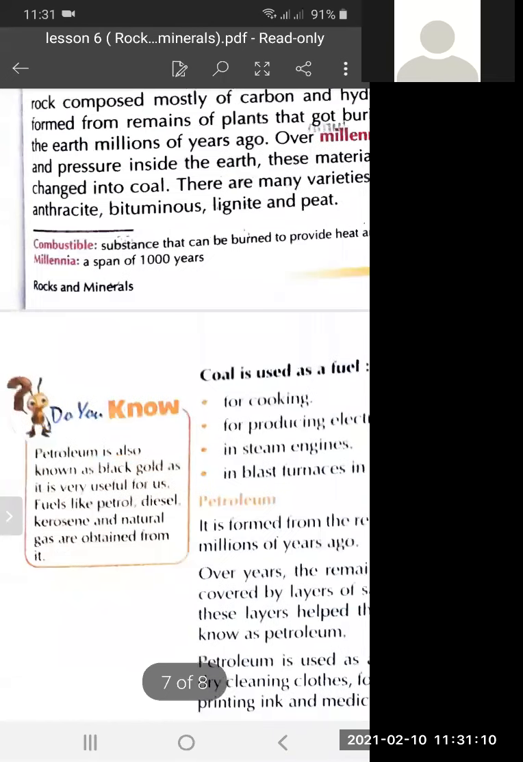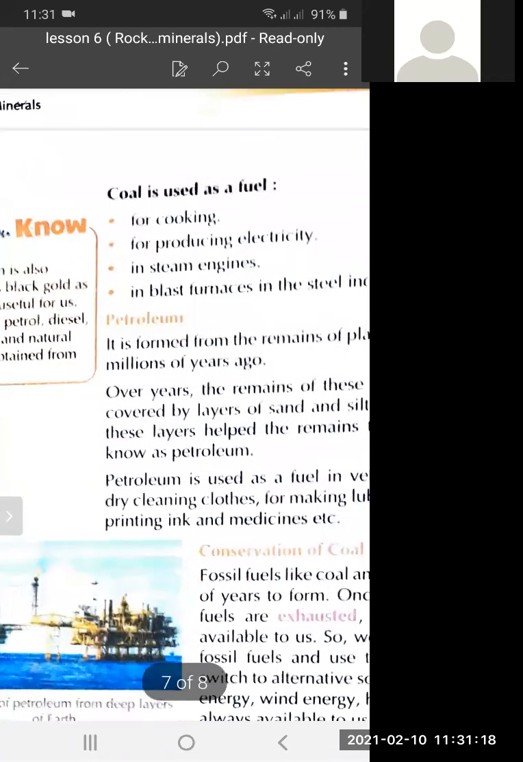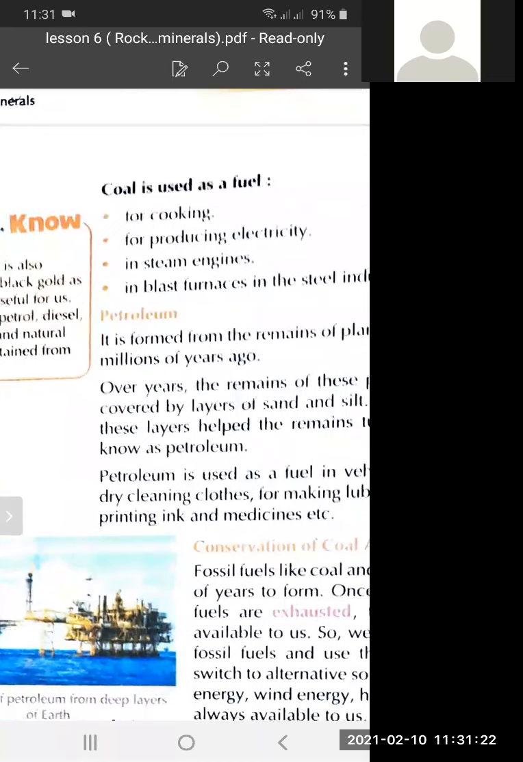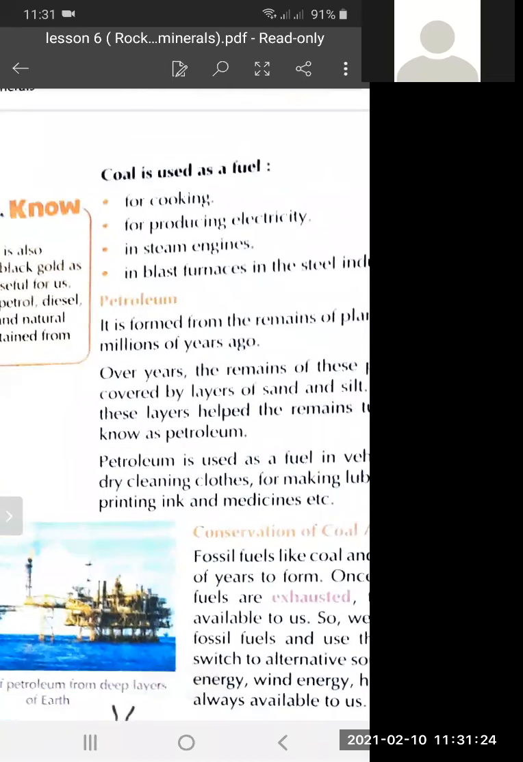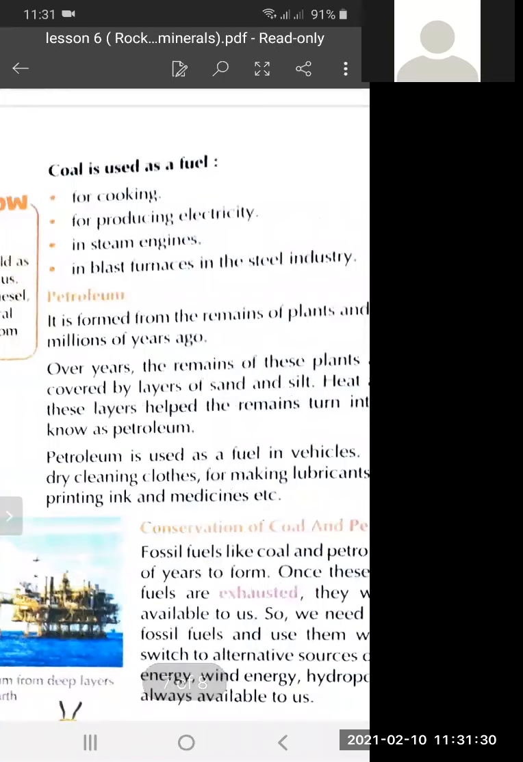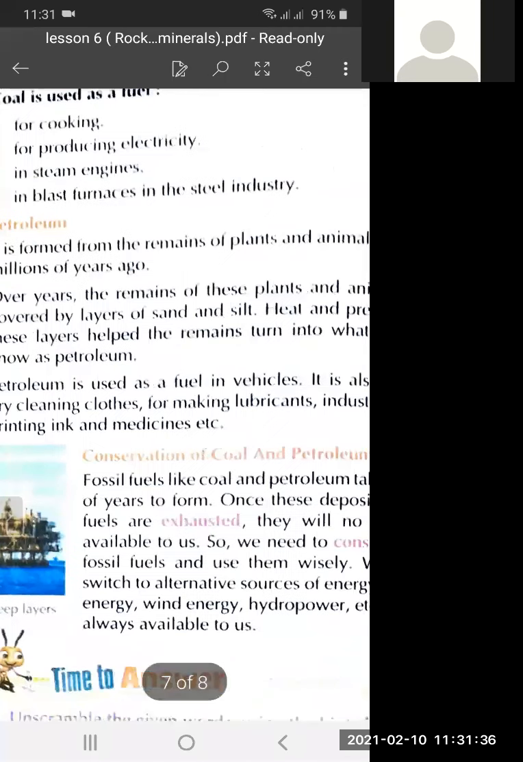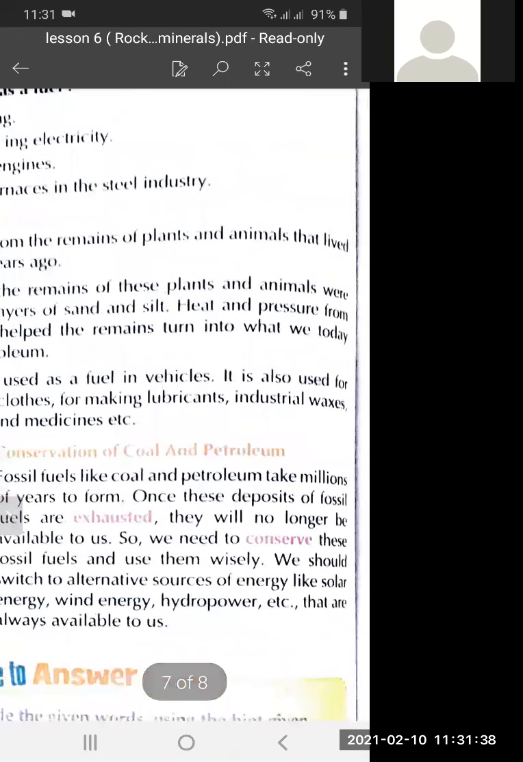Now coal is used, look at page number 70 for the uses of coal. Students, coal is used for cooking, for producing electricity, in steam engines, in blast furnaces, in steel industries.